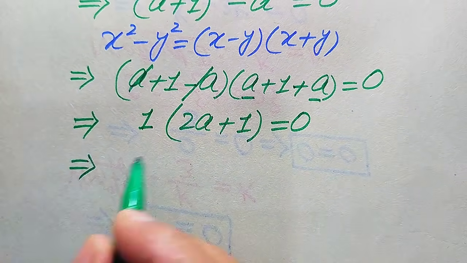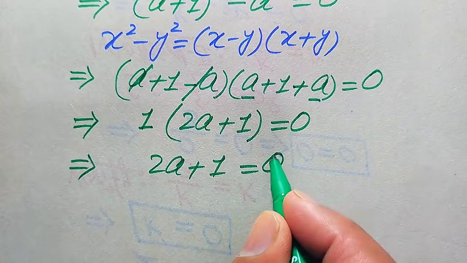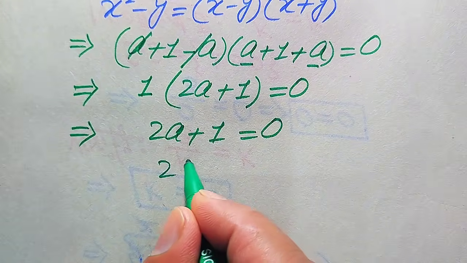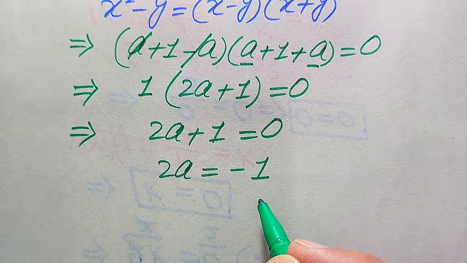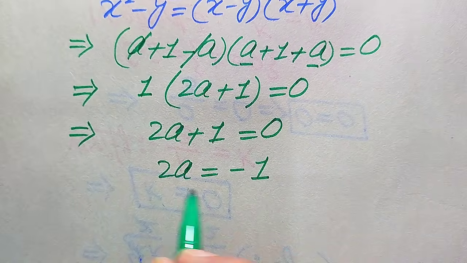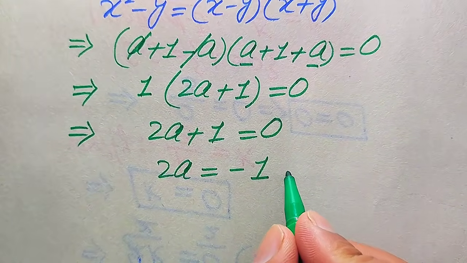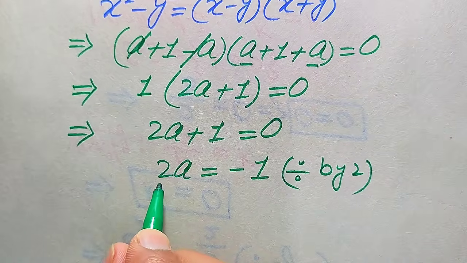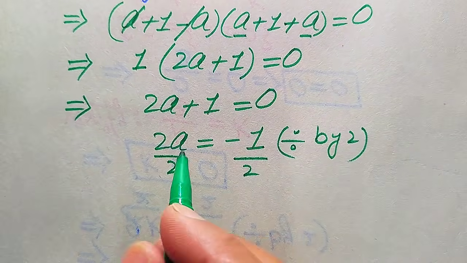And now in the next step we need more simplification, and it will be written as 2a plus 1 equals 0. Here we need to move this plus 1 to the right hand side, and it will be written as 2a is equal to minus 1. So here our target is to find the value of a. For this we need to remove this 2 from the left hand side. So in order to remove this 2, we will divide both sides by 2, and when we divide by 2 it becomes 2a divided by 2 equals minus 1 divided by 2.